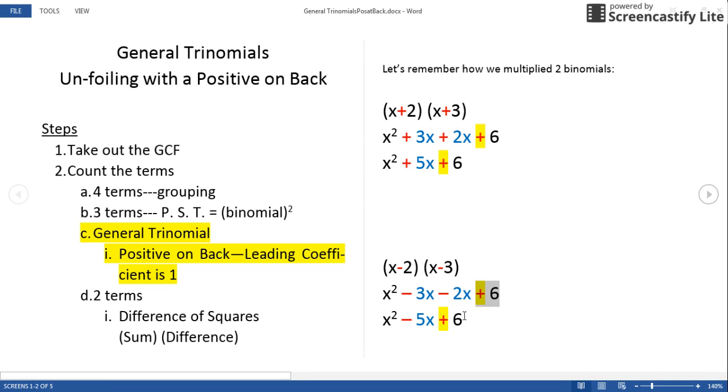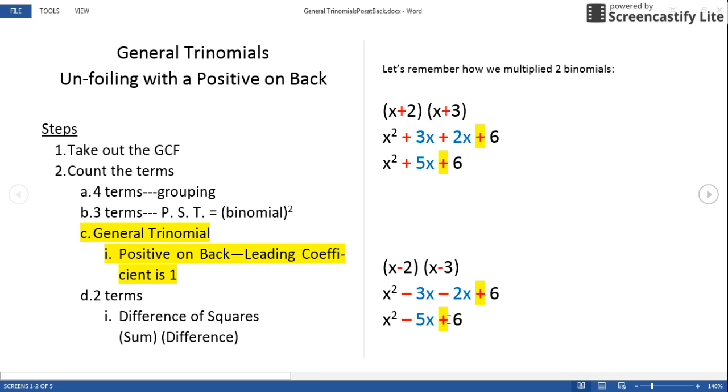So again, at the back, since the signs are the same as each other in the parentheses, we're getting a positive at the back. Whatever that sign is, that's the sign that we get in the middle when we add these things together. They both have the same sign, so we keep that sign and add them up to make the minus 5x that's in the middle.